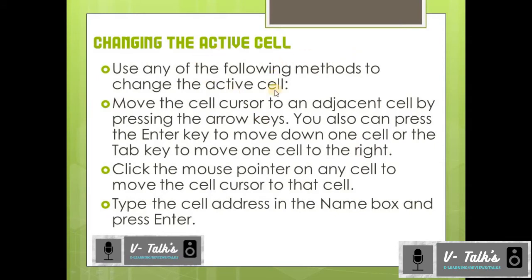Changing the active cell. There are many methods for changing the active cell. According to your requirement, you can use any of the methods. Move the cell cursor to an adjacent cell by pressing the arrow keys. You also can press the enter key to move down one cell or the tab key to move one cell to the right. Click the mouse pointer on any cell to move the cell cursor to that cell. Type the cell address in the name box and press enter. I will show these three methods now.